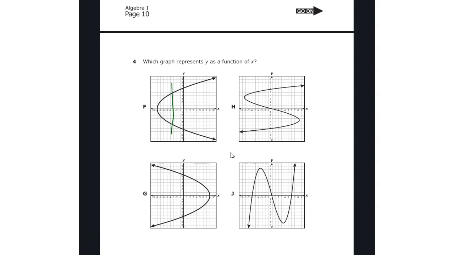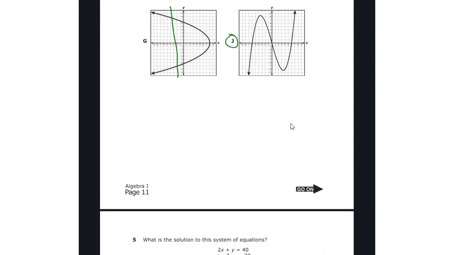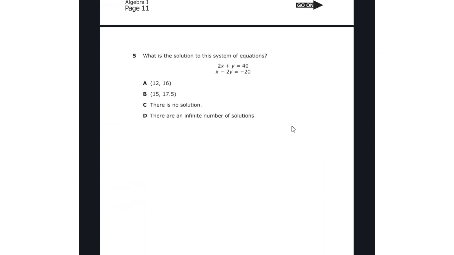If I draw a vertical line, 2 points here, 3 points here, 2 points here. So this is our best answer. And you can see from that if you draw a vertical line, no matter where you draw it, you're only going to touch the graph at one position or one point. Let's go to the next question.